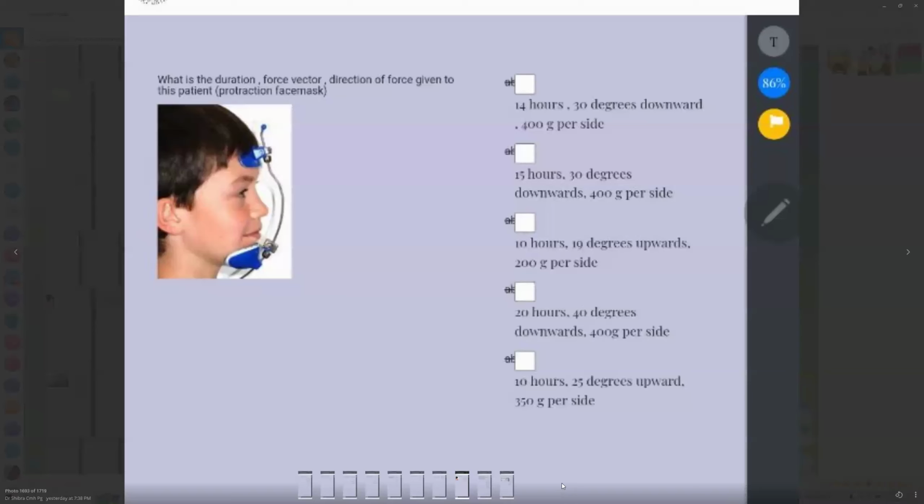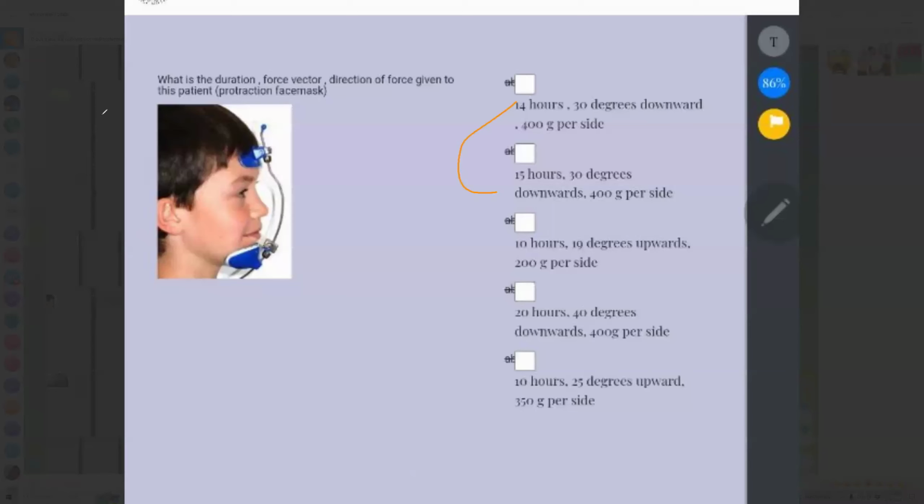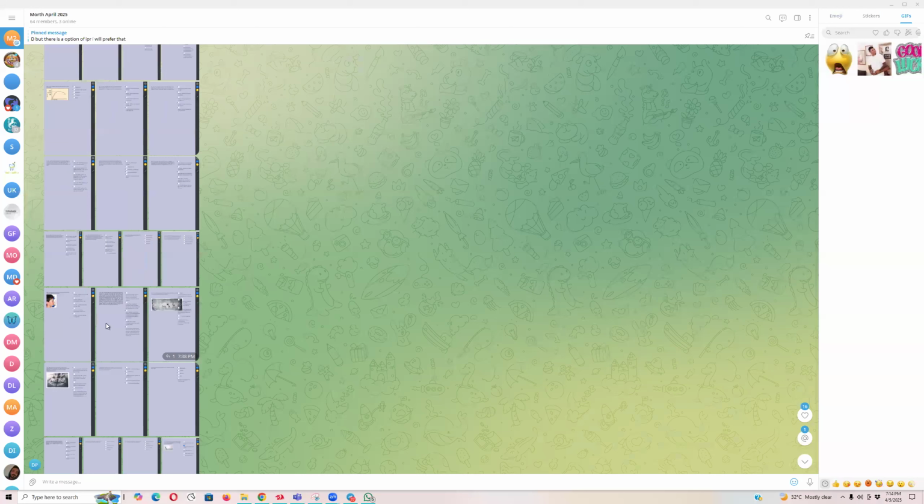What is the duration and direction of force given? So it's 14 through 16 hours, 30 degrees, 400 gram is correct. 15 or 30, 15 hours, it's very close. They have mentioned the range usually 14 to 30 degrees. 14 hours, 30 degrees down, 400 gram per side. 10 hours, no, 20 hours, no. So we have two close options here. Yes, sir. Orthopedic force is 12 to 14 hours. Sometimes they also write 14 to 16. I'm selecting option A.